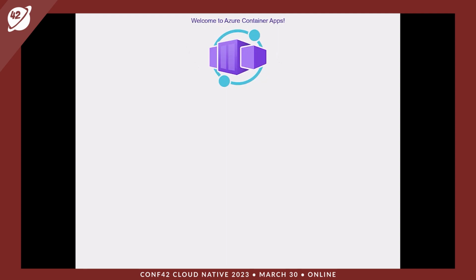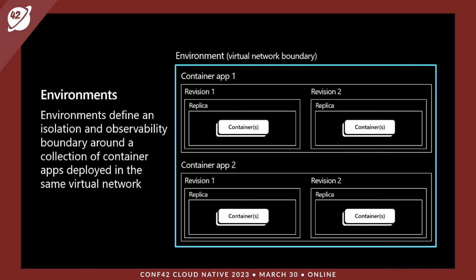Let's go back to the slides to learn a little bit more about environments. So let's go a little bit more into detail. What happened behind the scenes? First, we filled out a few pieces of information about the container apps: resource groups, in which region we would like to host the application, name of the application, and then we needed to specify an environment. We'll have the default options, which created default settings. But what is an environment?